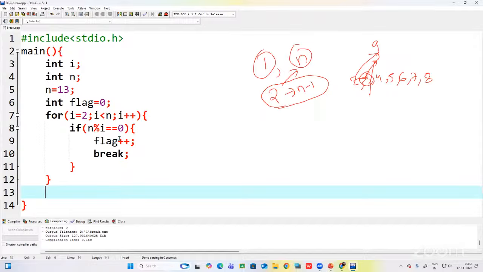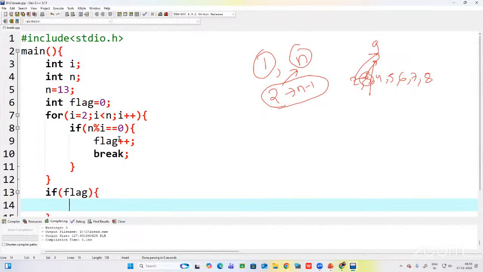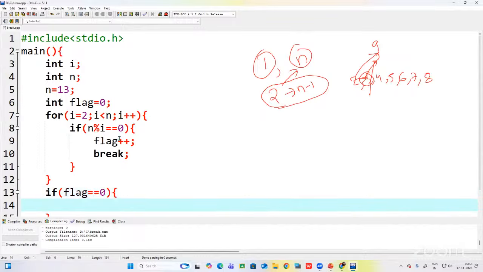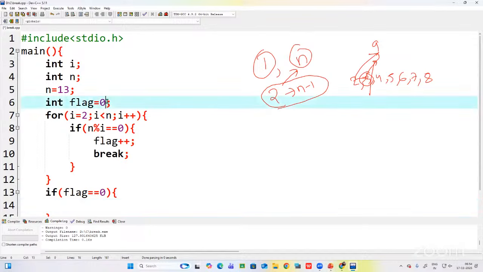Therefore, I'll stop my loop here. Next, I'll see if flag's value is equal to 0. Let me write it like this for your understanding. If flag equals 0, that means there are no factors. Why? Because initially flag is supposed to be 0.